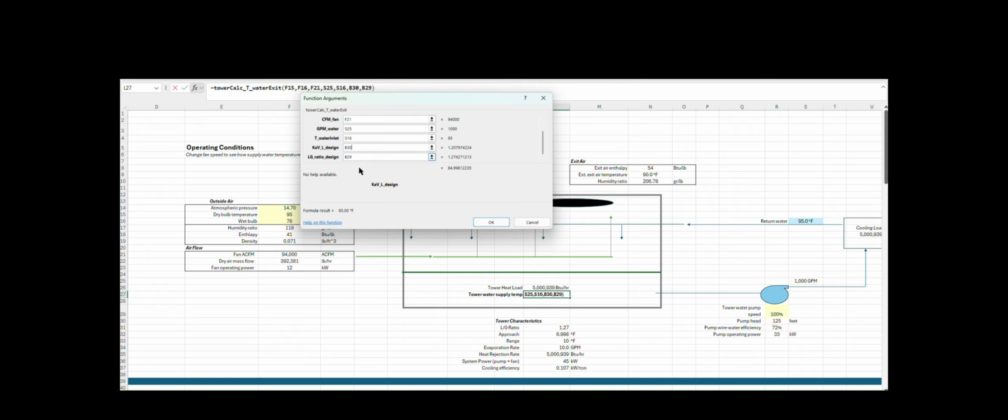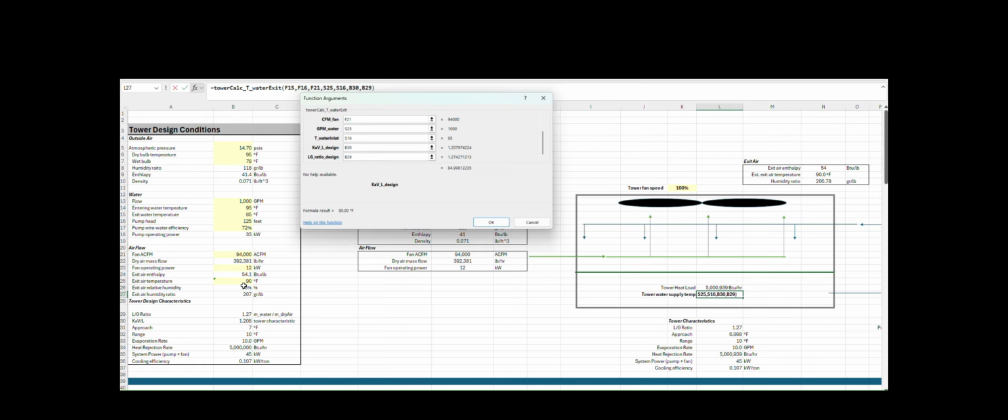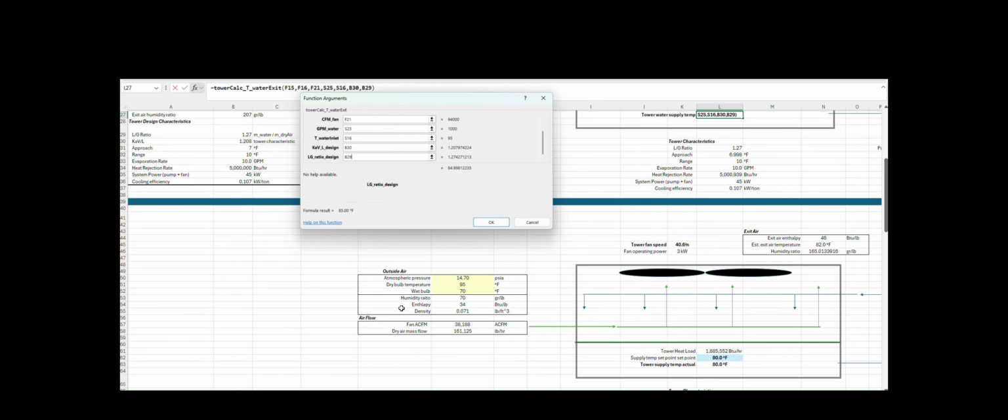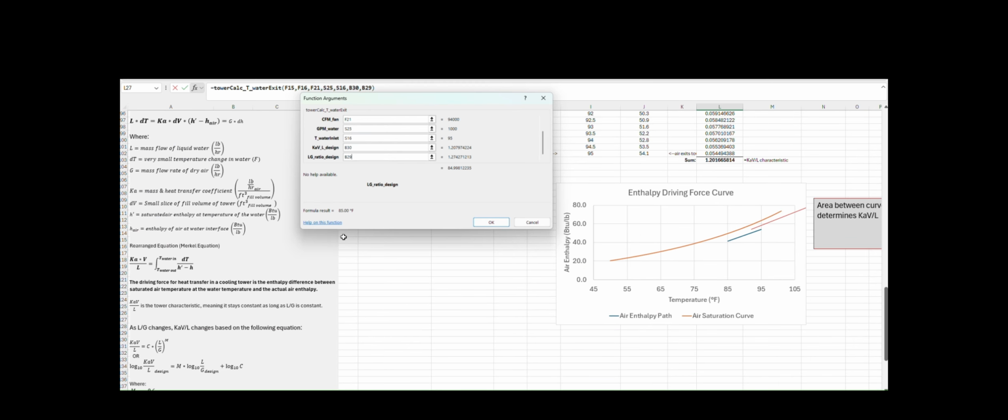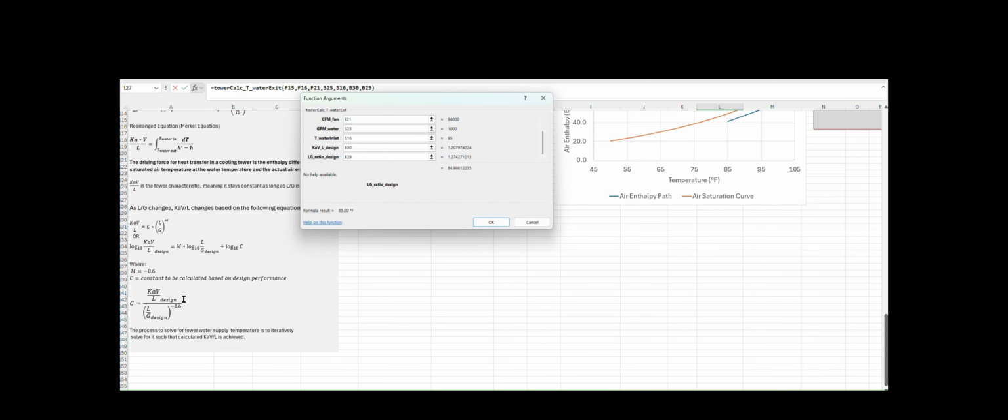Okay, next is our KAV over L design number. And that number is being referenced right here. There's a separate function in here that calculates this just straight up. And then we also have to reference our L over G design, which is right here. Now, why do we have our design characteristic and L over G ratio? It's because as you change your input flows of air and water, we're using these to calculate our adjusted KAV over L target.